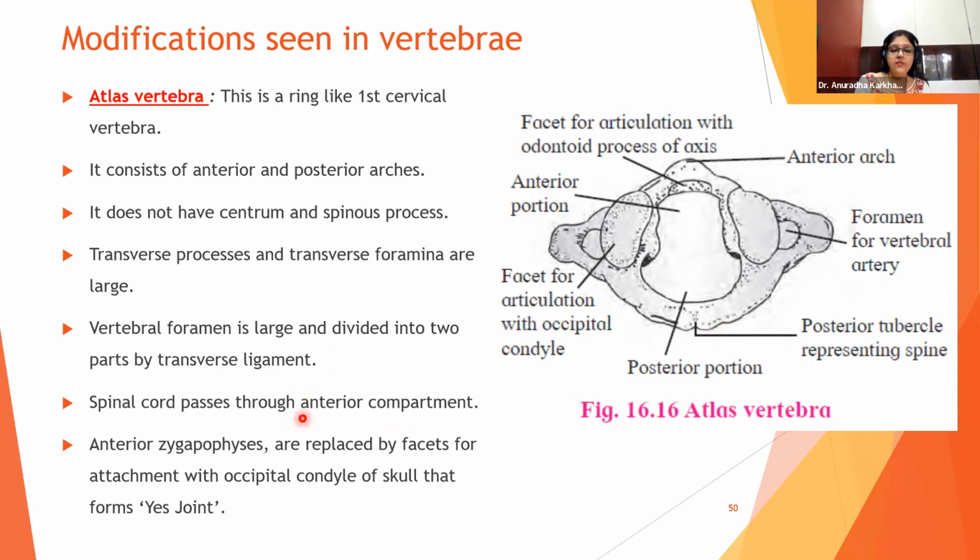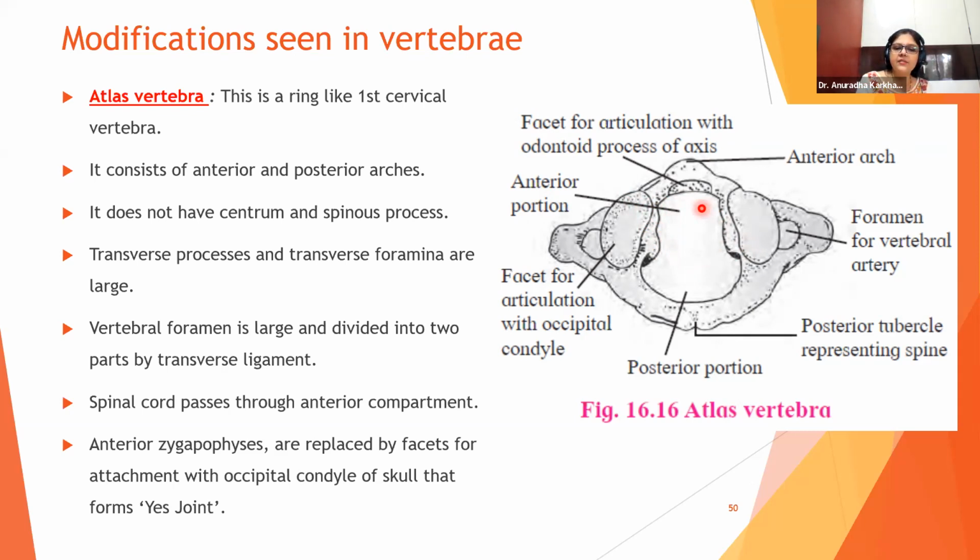Vertebral foramen is large and divided into two parts by transverse ligament. So actually speaking, if you look beta, look at this, from here there is a transverse ligament, which will divide this particular area into two parts, anterior portion and posterior portion. So between these two there is a ligament, transverse ligaments. Okay? Spinal cord passes through the anterior compartment. So this is the area from where the spinal cord is going to be passing. The spinal cord will pass through the anterior compartment.